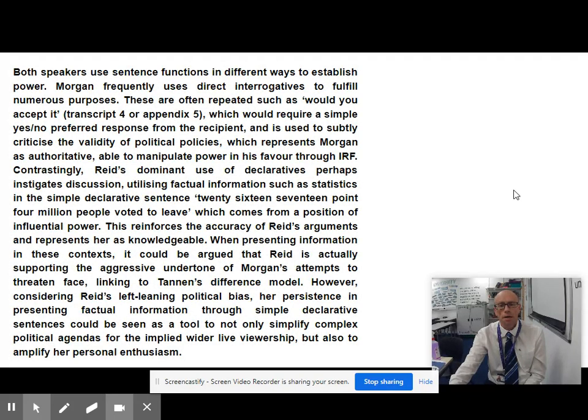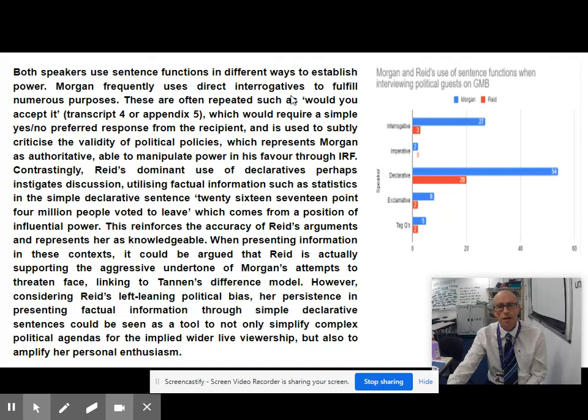Okay, so here's an example of a student, and this is in our folder here. So this is a student from last year who was doing a comparison between the language of Piers Morgan and Susanna Reid on Good Morning Britain. And on this bit, he's looking at sentence functions. And when he did his analysis, he accompanied it with this particular table. Now just look at the table there.